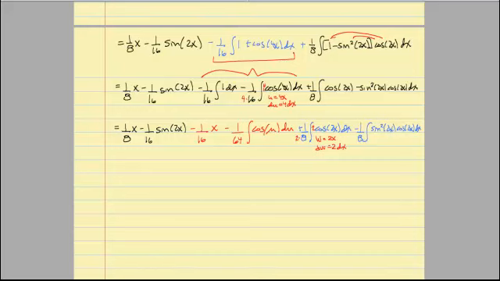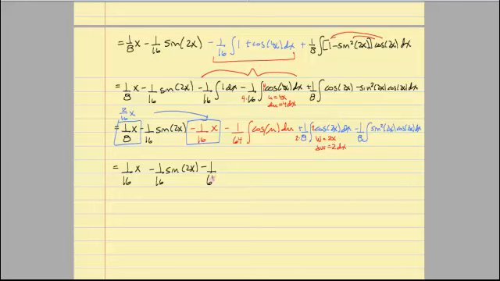And let's see what we have. I see a couple of things combining. First of all, I have a 1/8 x minus 1/16 x. Well, 1/8 x is the same as 2/16 x, so I should be able to combine these. 2/16 x minus 1/16 x is 1/16 x. So those combined, minus 1/16 sine of 2x.